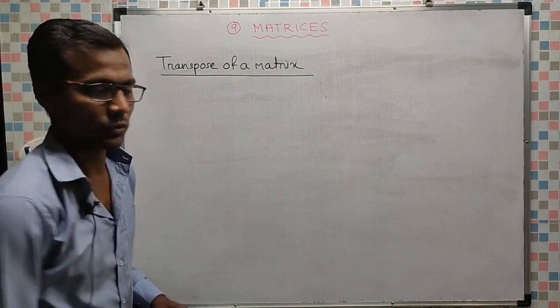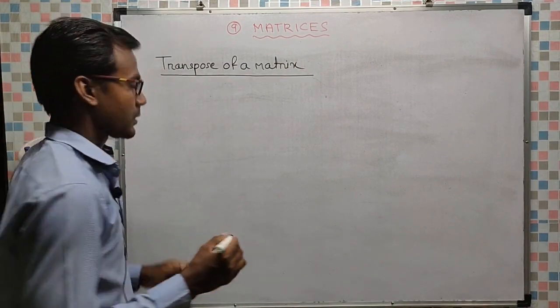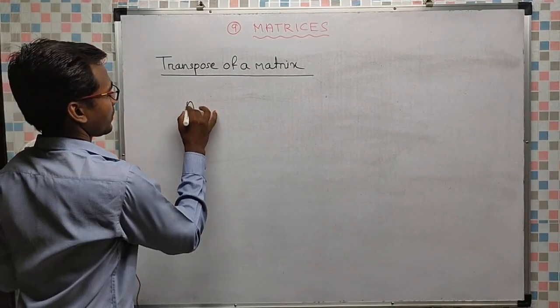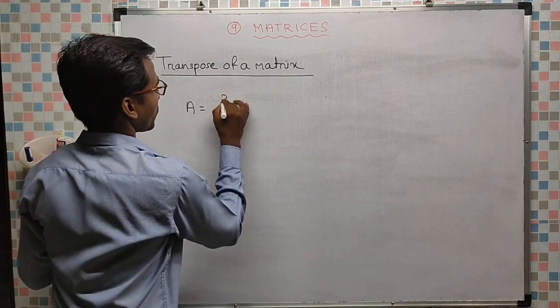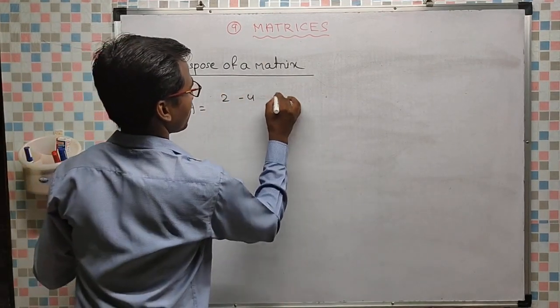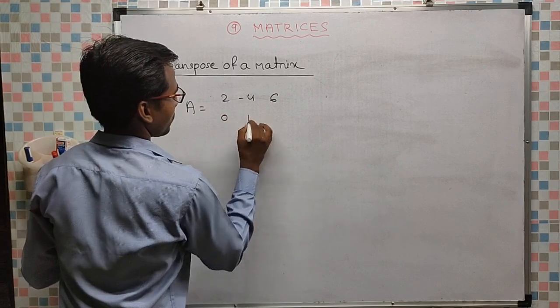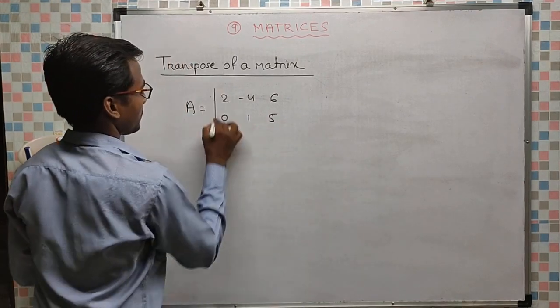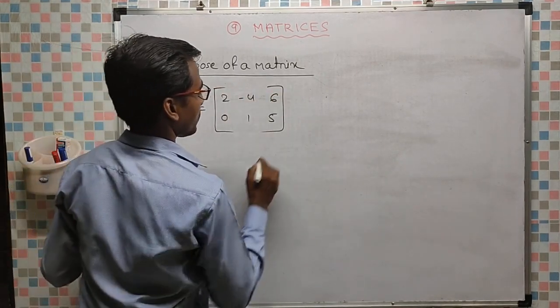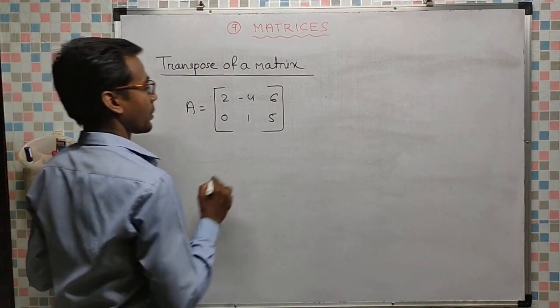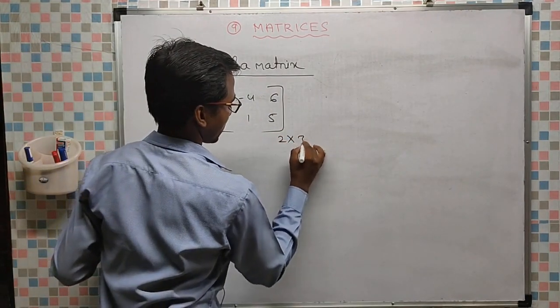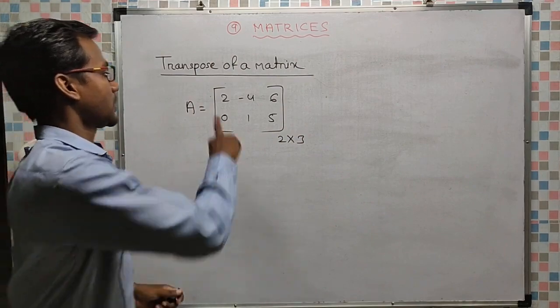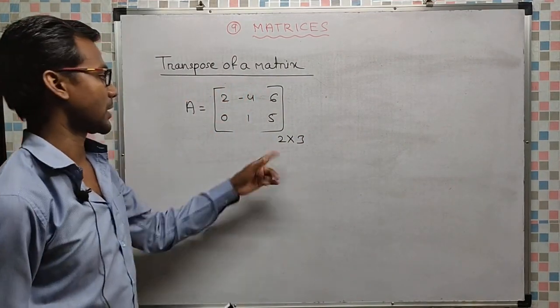Now let us see what is the transpose of a matrix. Suppose we have a matrix A equal to 2, minus 4, 6, 0, 1, 5. Its order is 2 by 3. As you can see, it has 2 rows, 3 columns.